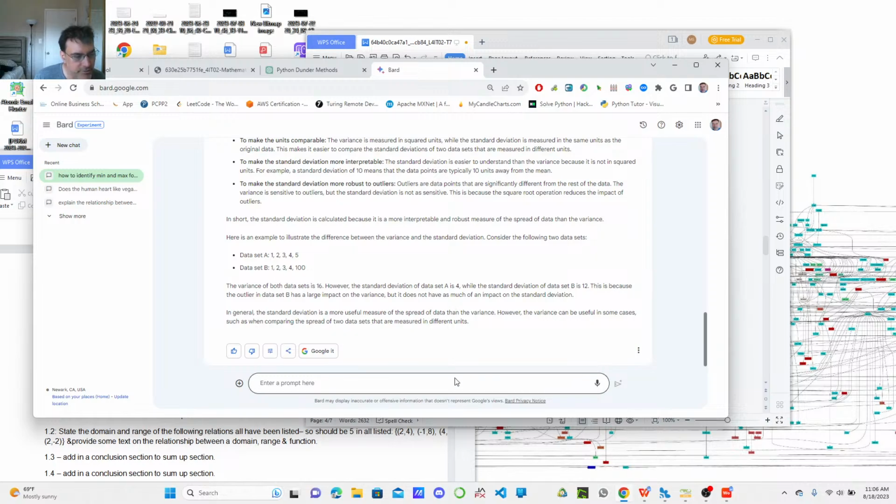In general, the standard deviation is a more useful measure of the spread of data than the variance. However, the variance can be useful in some cases, such as when comparing the spread of two data sets that are measured in different units. So later we'll have to understand variance, but we'll also have to be careful not to fall into the trap that logarithms are the be-all and end-all of analysis, when actually they're just an old and archaic way that was replaced by computers.